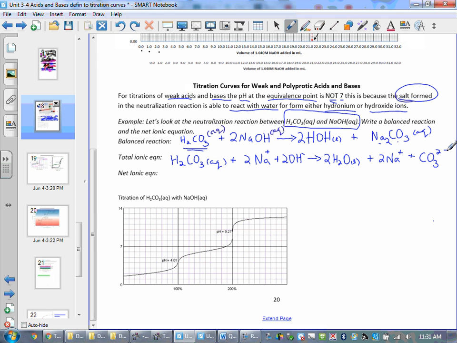So we only get rid of the sodium. That's our next step, cancel our spectator ions. In the total ionic or net ionic equation, we write what's left over. We've got carbonic acid reacts with 2 hydroxide ions to make 2 waters and 1 carbonate.